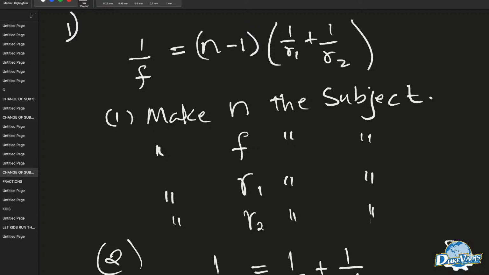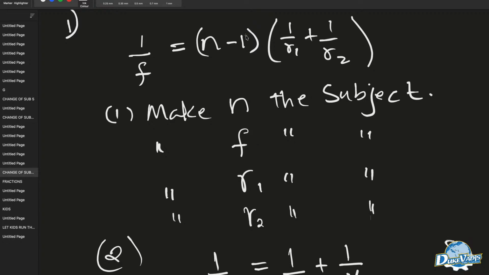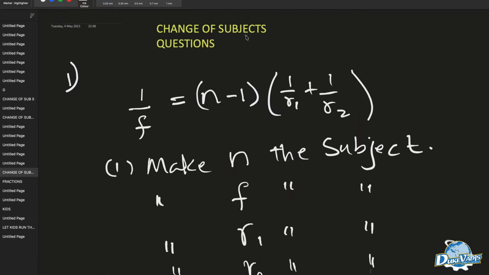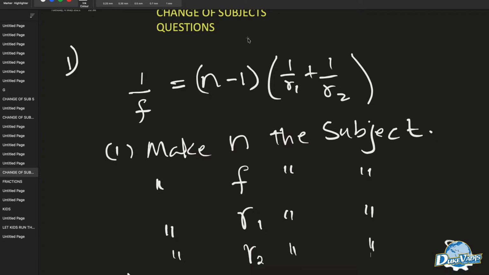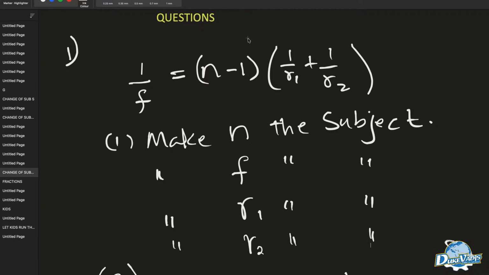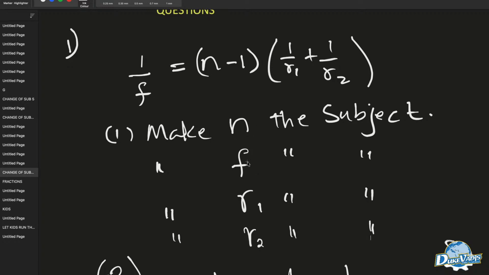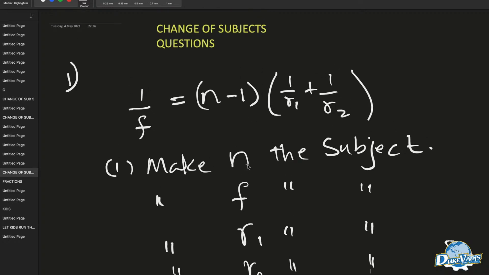As we can see, we have about 4 or 5 different equations that we're going to talk about today. The one we have over here says 1 over f is equal to n minus 1 into bracket 1 over r1 plus 1 over r2. This is a very beautiful equation, and we're not supposed to know what it stands for, but our interest is going to be how to make n the subject, how to make f the subject, and how to make r1 or r2 the subject of this change of subject.